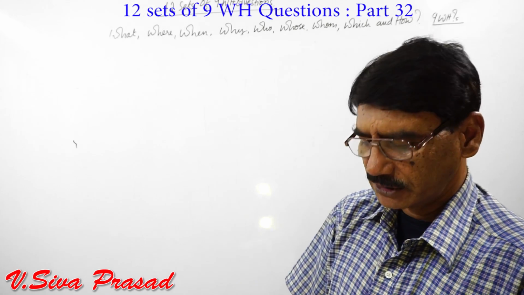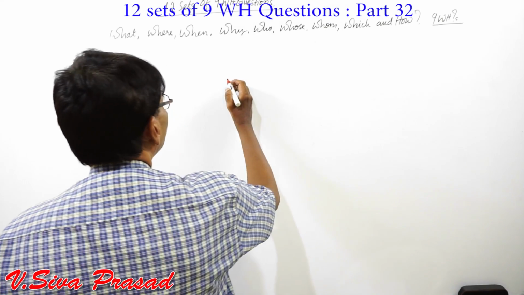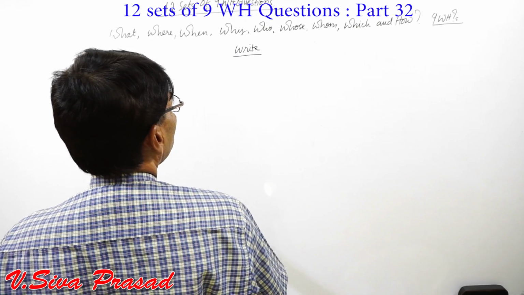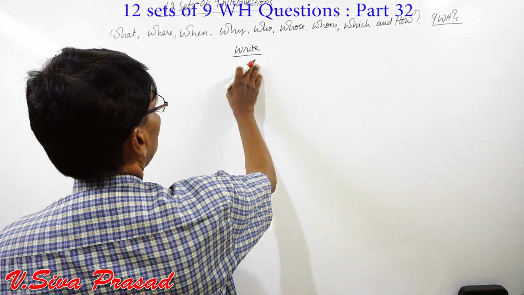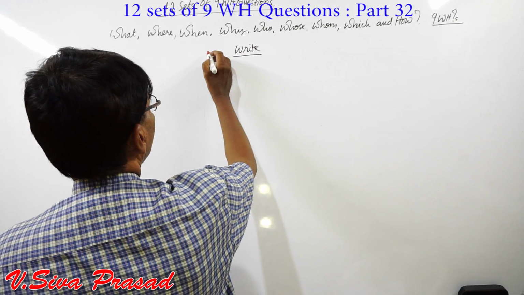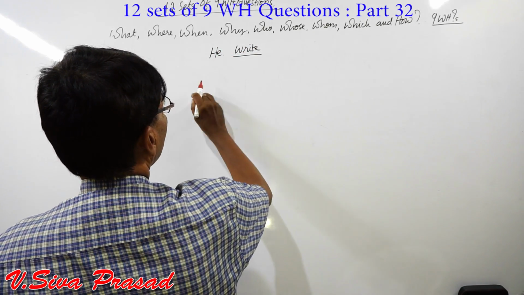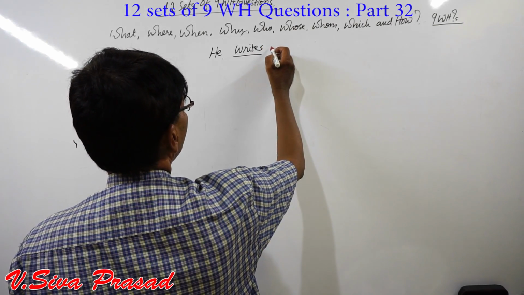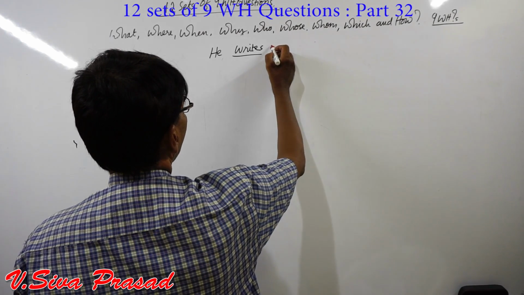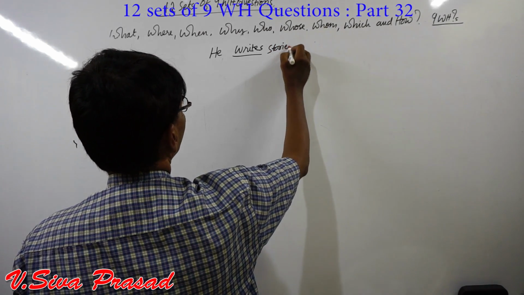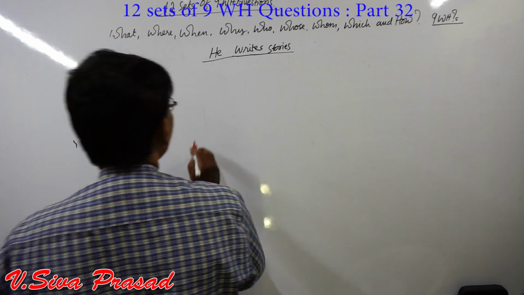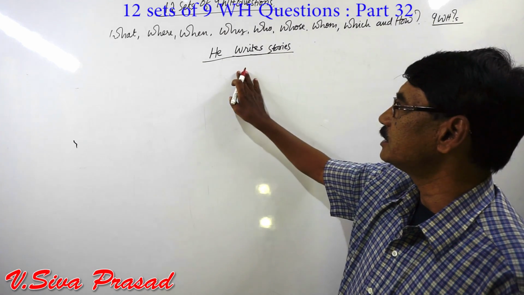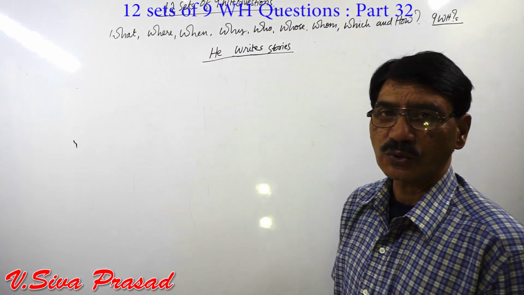Okay, so the verb is write, W-R-I-T-E. Now we have a verb over here. We need a subject and an object. So let's take a subject as he. If we are taking he as a subject, then we need to add an S over here, and we need to write an object. Let's say stories. So here we have a sentence. He writes stories. Now based upon this sentence, we are going to frame these WH questions.